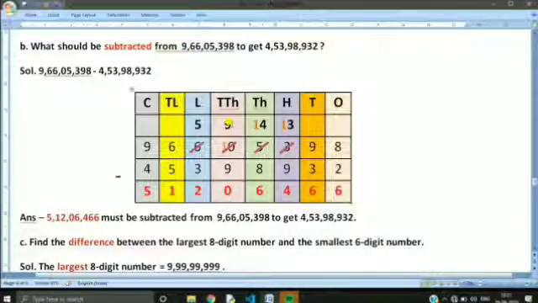Next 10,000 column will be moving. 9 minus 9, we will be applying the property of subtraction. We have seen similar numbers when subtracted, the answer will always be 0. So here 9 minus 9 is 0.